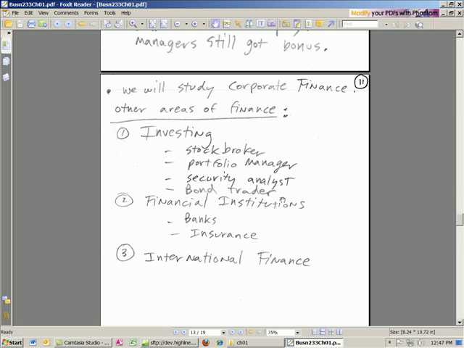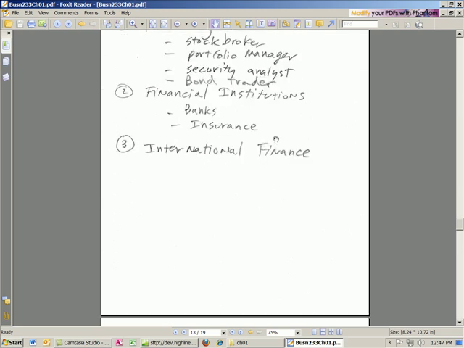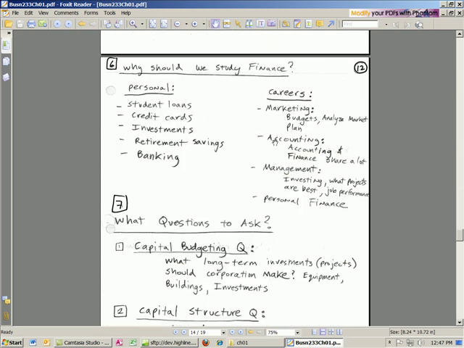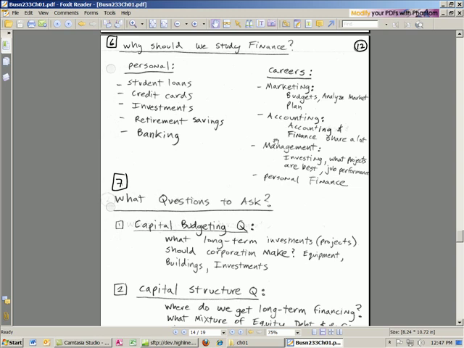Financial institutions is another area where you talk about banks, insurance, and investment banks, institutions like that. And finally, international finance, other areas of finance that we're not going to talk about in this textbook. All right, why should we study finance at all?